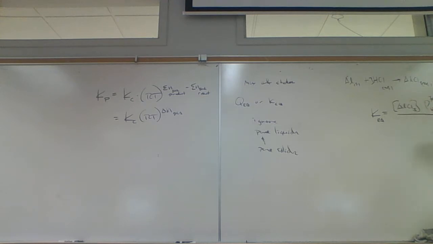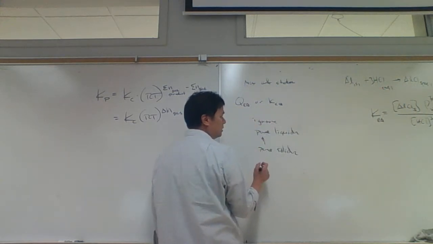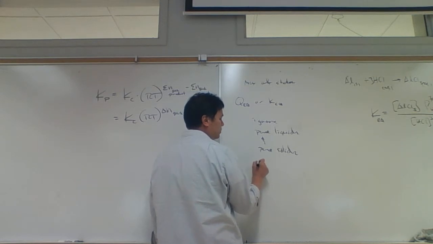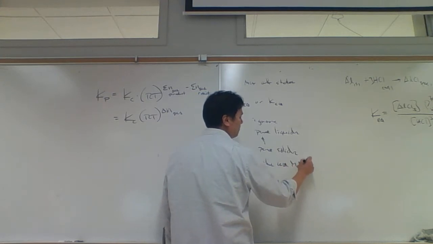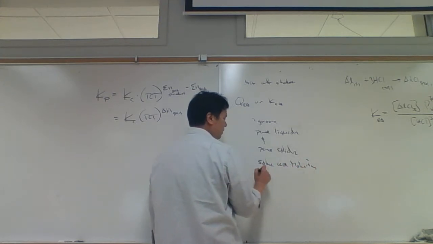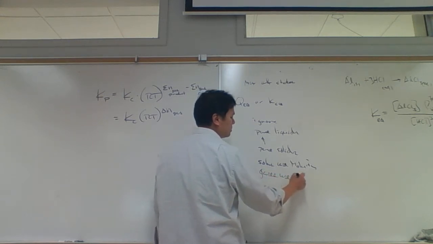Okay, divided by, now if I have a pure solid, I'm going to omit that from this. And then I have a solution. For solutions, we use the aqueous concentration. I'll cube that. And so here, we're going to ignore the pure liquids and pure solids. But what we're going to do is, for solutions, use molarity. And for gases, we'll use partial pressure, use pressures.